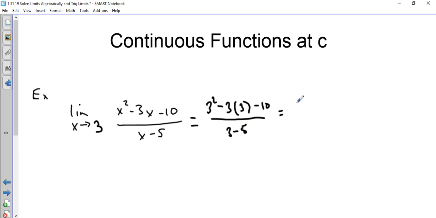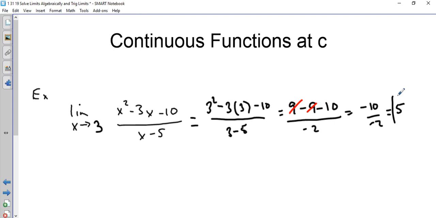Well, when we have that, we have 9 minus 9 minus 10, all over negative 2. Simplifying that, these will cancel out, and then we'll have negative 10 over negative 2, which equals 5. Well, it appears that we receive a value, so I'm assuming this is continuous.